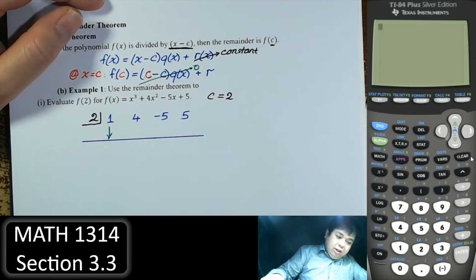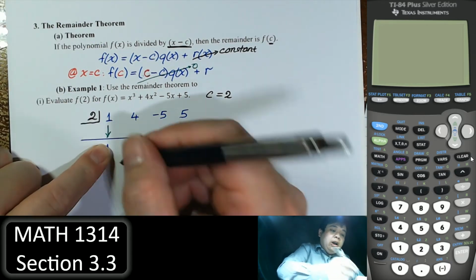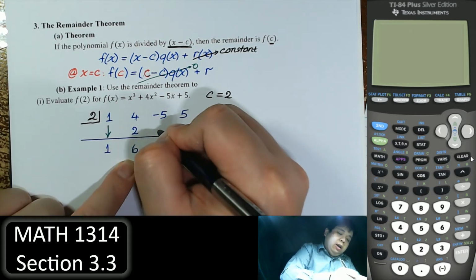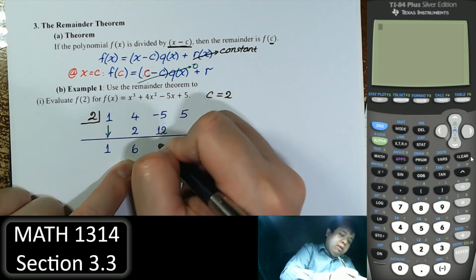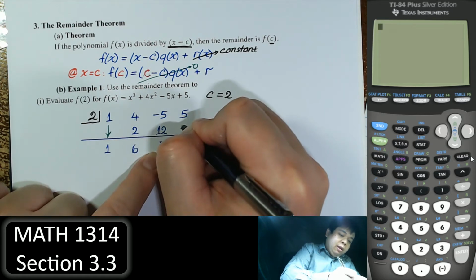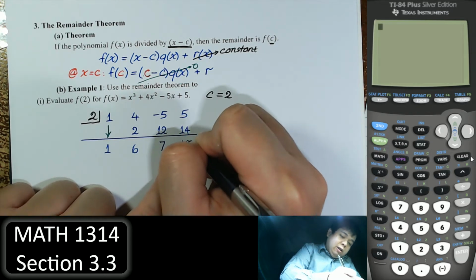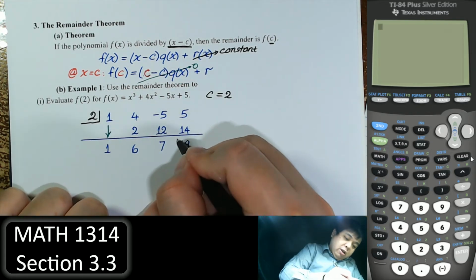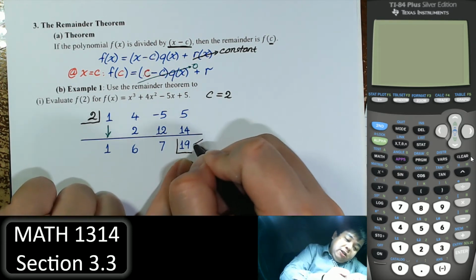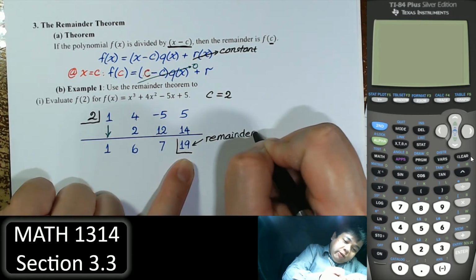Drop the first number, multiply, put in the next column and add, multiply, put in the next column and add, multiply, put in the next column and add. So the remainder is equal to 19, and in this case the remainder is also the values of the function.